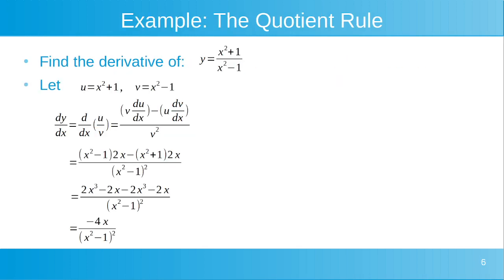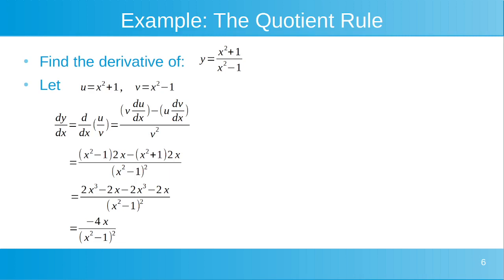So here's an example of using the quotient rule. Say we want to find the derivative of y equals x squared plus 1, all divided by x squared minus 1. Here we let u equals x squared plus 1, and we let v equals x squared minus 1. So our derivative dy dx is going to be equal to the derivative of u divided by v with respect to x. And using our quotient rule, that'll be equal to v du dx minus u dv dx, all divided by v squared.